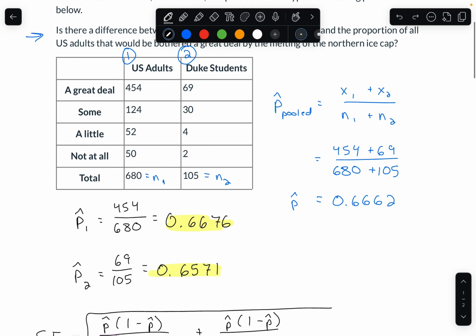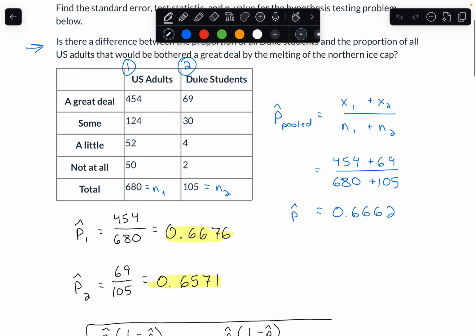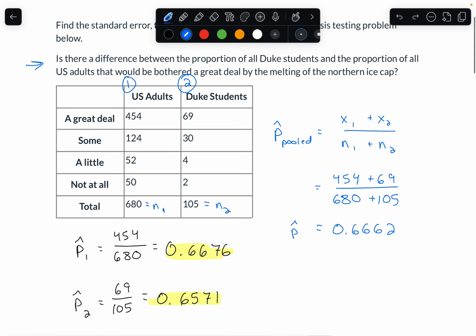What was our last part right here? We were asked to find the p-value. Now, in order to find the p-value, this is a step that we skipped over. We need to talk about the null and alternative hypotheses. That's something that we talked about earlier on in the pages, but just to reemphasize, the claim that we are testing here is: is there a difference in the proportion? It's not saying that one of these is greater than. It's not saying that one of these is less than. It's just saying, is there a difference?